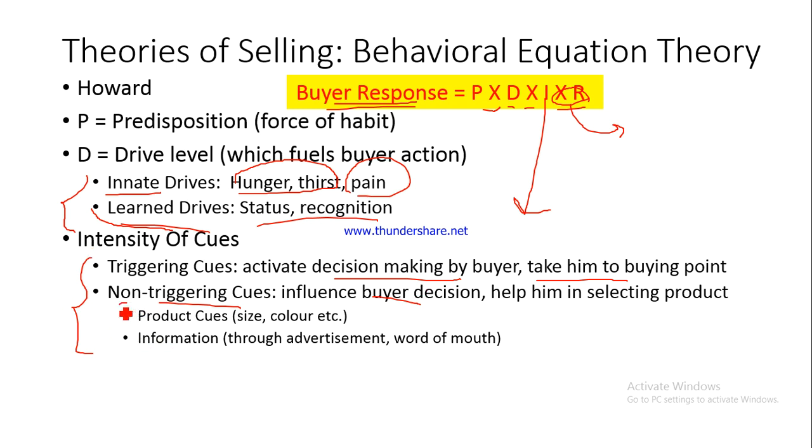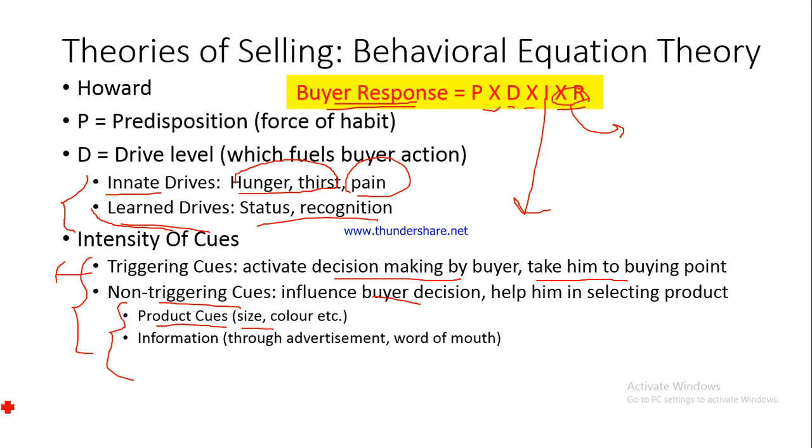So what are different types of non-triggering cue? I've talked about product cues, size and color. When you go to the market, you are feeling hungry, you saw a particular poster, so that was the triggering cue. But then you go to a particular shop and you find that the burger has also been kept, and a samosa is a huge one and the burger comparatively a small one. Probably this would help you decide that you will have samosa. Now this will help you in making this decision as to which particular product or brand to buy. So this becomes a non-triggering cue, right?